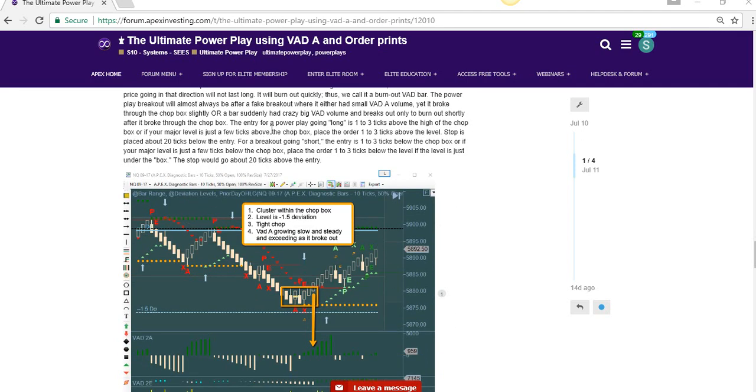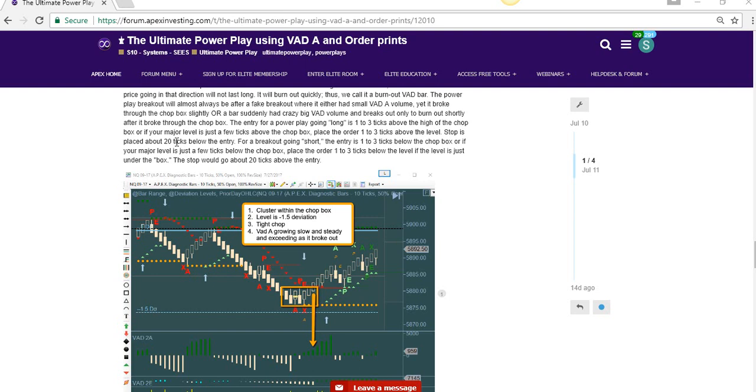So the entry for a power play going long is 1 to 3 ticks above the high of the chop box, or if you have a major level that's just a few ticks away from the chop box, place your entry on the other side of that level, and the stop is about 20 ticks below the entry.